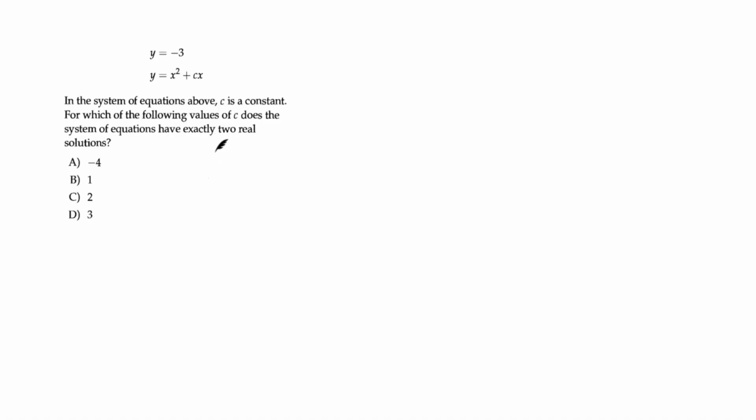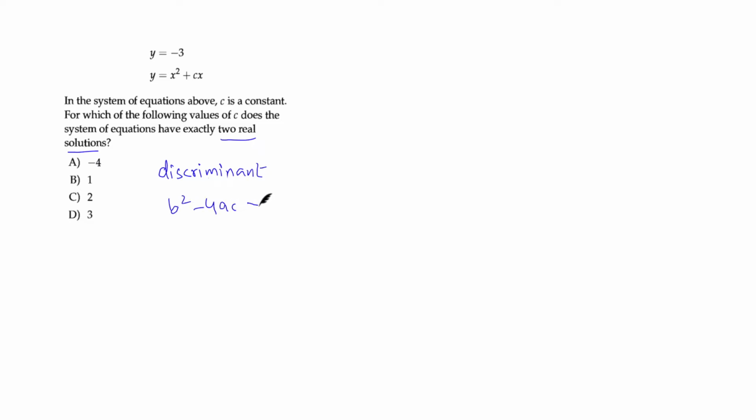y equals minus 3 and y equals x squared plus cx. In the system of equations above, c is a constant. For which of the following values of c does the system of equations have exactly two real solutions? So we have a quadratic function and you know whenever we are talking about one solution or two solutions or no real solution, we are basically looking at the discriminant, which is b square minus 4ac.